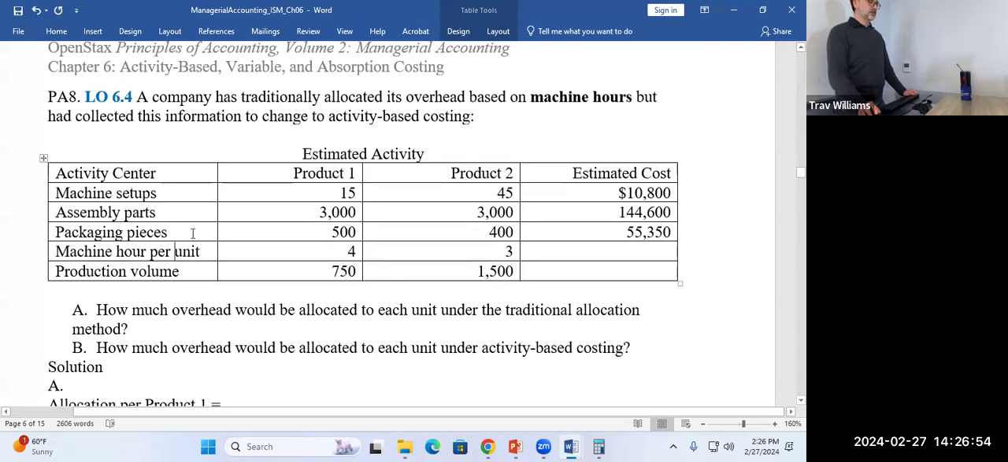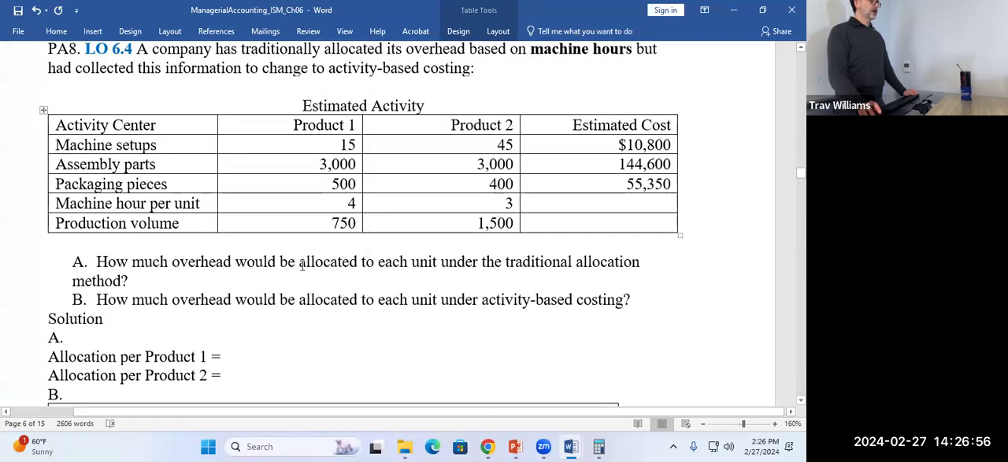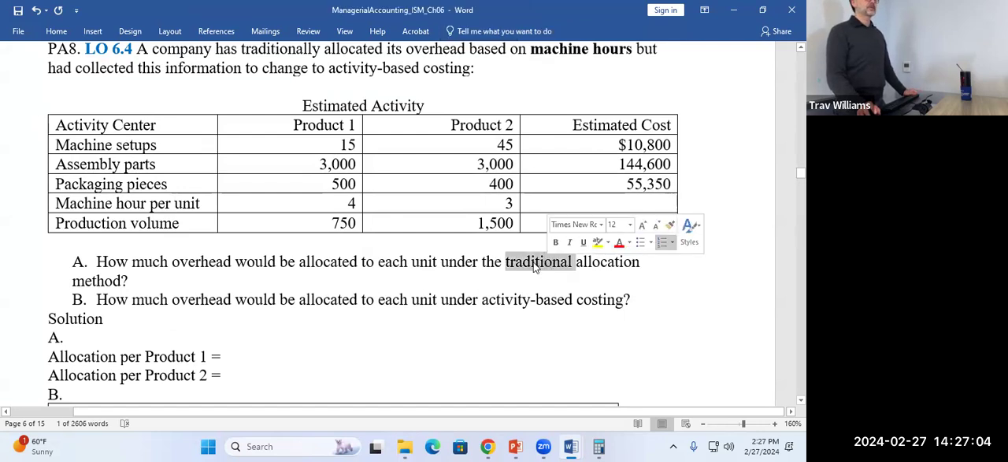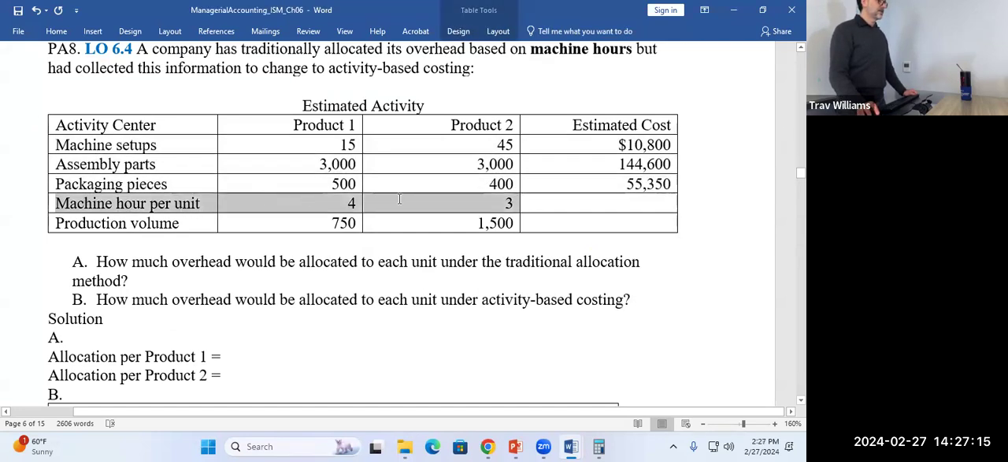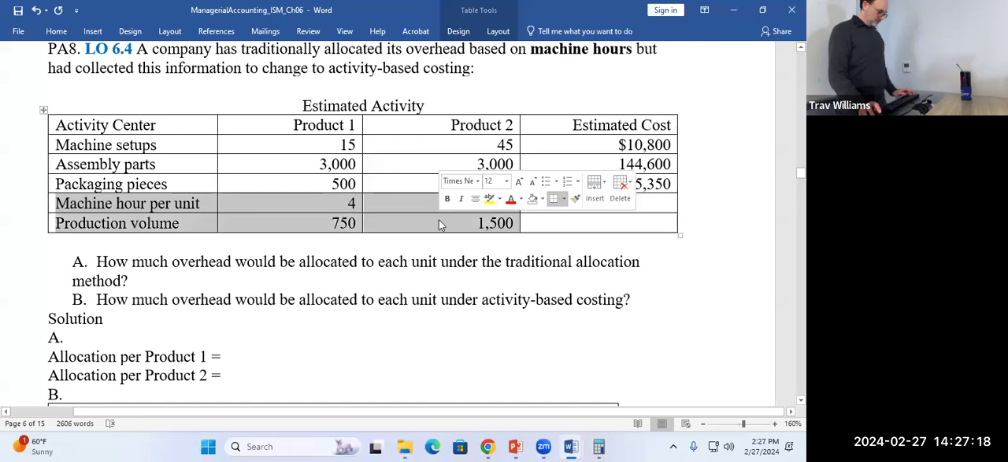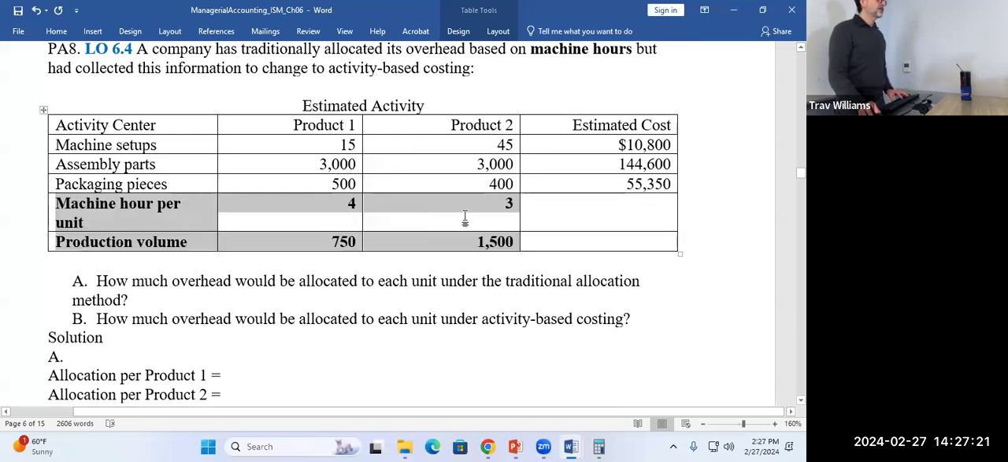So let's start with traditional. How much overhead would be allocated to each unit? So what is the overhead cost per unit using machine hours? Okay. So for right now, we don't need to worry about ABC, so you can ignore those 3 rows. This is what we need right here. And the one other thing we need is their total overhead cost. How do we figure out their total estimated overhead?